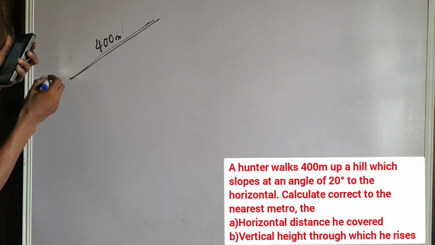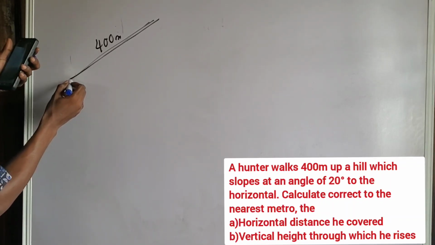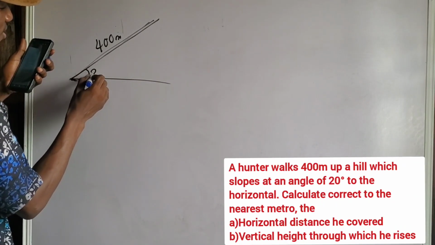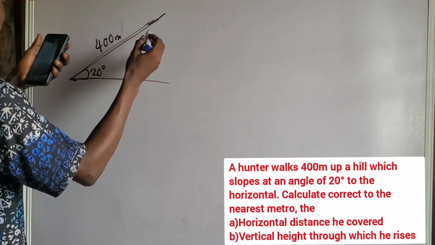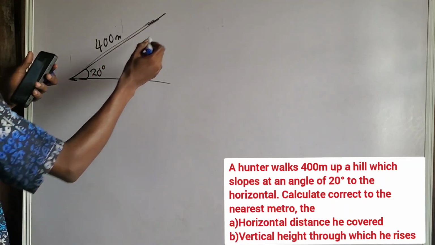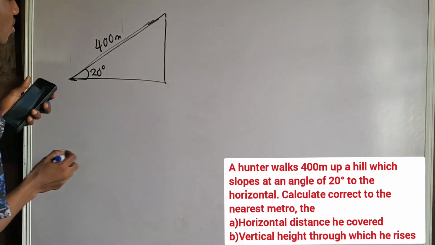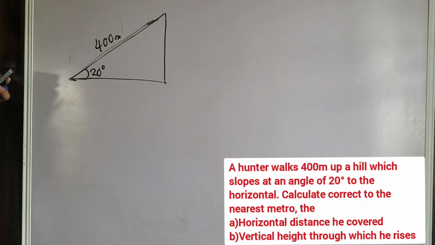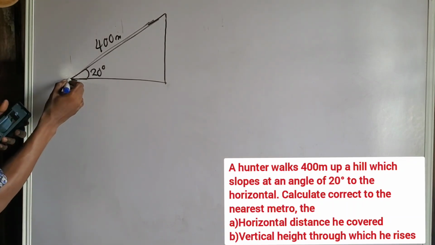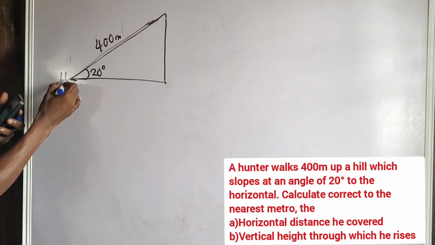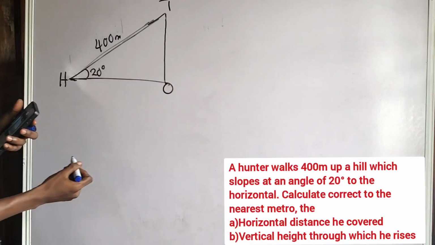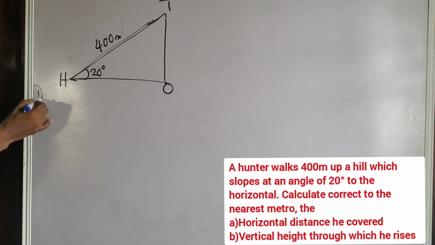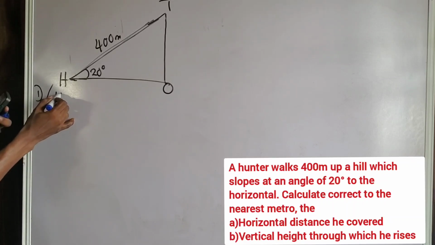And it slopes at an angle of 20 degrees to the horizontal. This is the horizontal. Calculate, correct to the nearest meter, the horizontal distance he covered, then the vertical height through which he rises. Now, we are looking for two things: the horizontal distance covered and the vertical distance through which he rises. The horizontal distance: this is the hunter, H. This is the top of the hill. Let's call this point O. So we are looking for the horizontal distance, which is line HO or line OH.